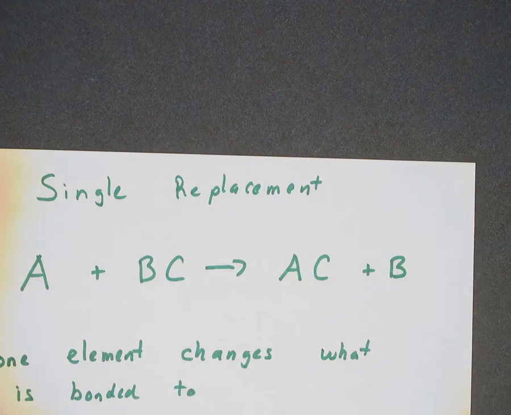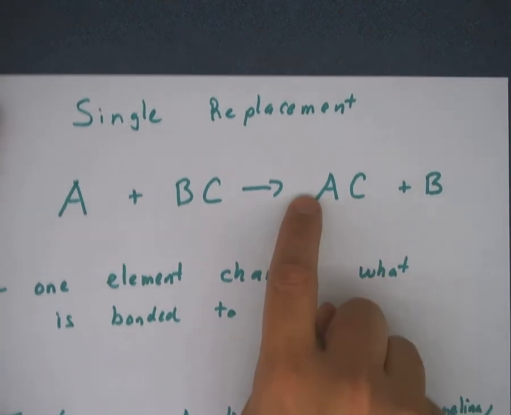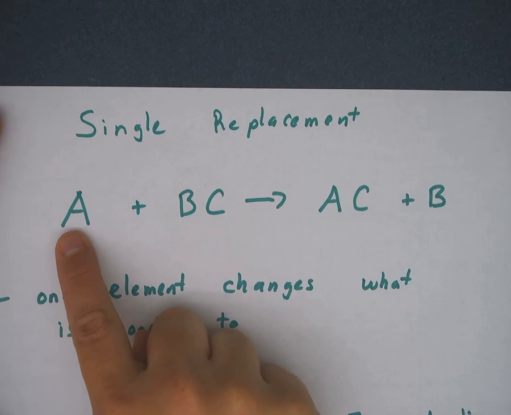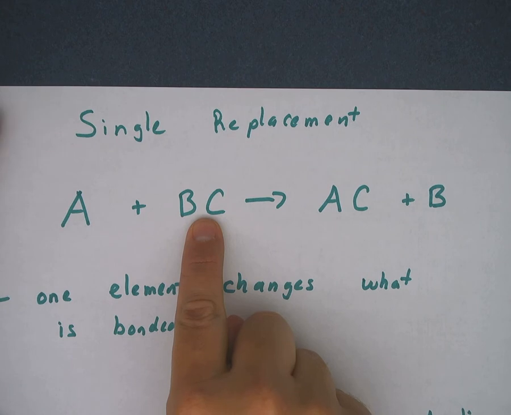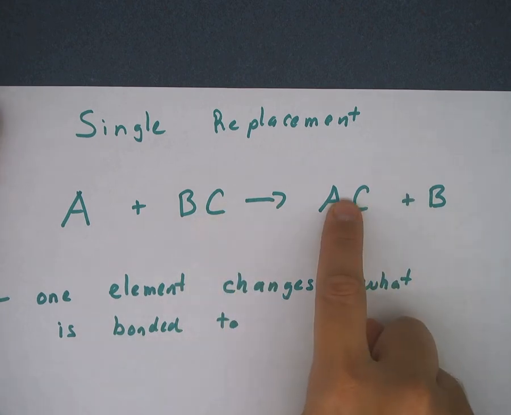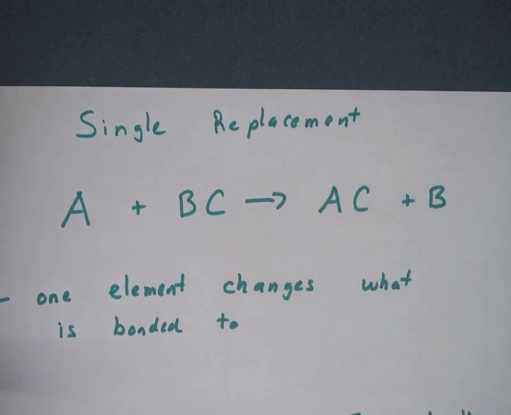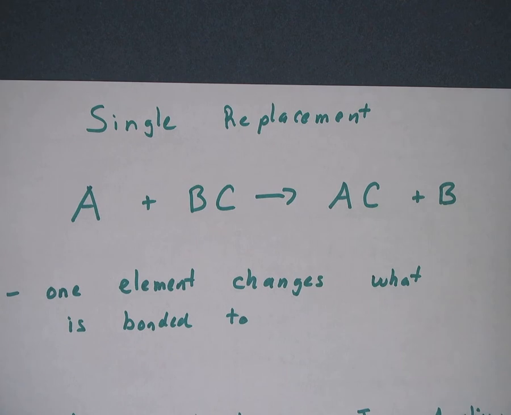The next one we have is quite different. We call this one single replacement reactions. Let me start off with an example. Here is A, an element all by itself, and B and C are chemically bonded together, and there's a change. Now, A is bonded to C, and B is left all by itself. So single replacement reactions are when one element changes what it's bonded to.